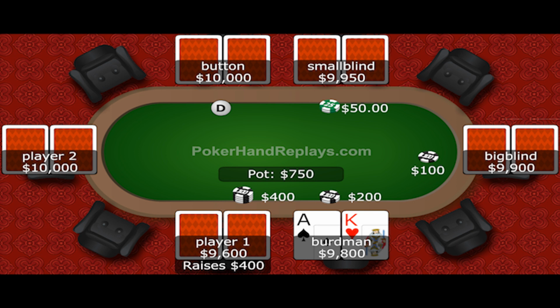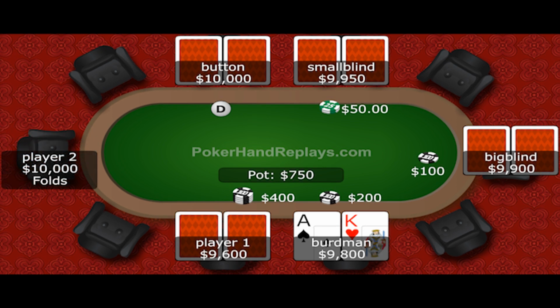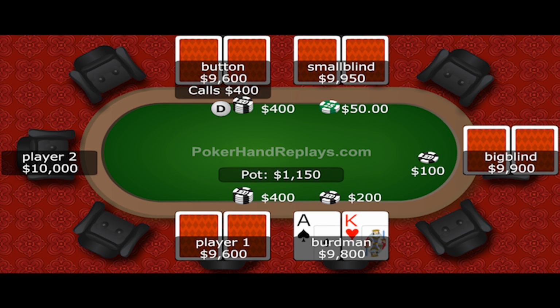Let's suppose he doesn't really like his hand, and so he decides to fold. So after that, the player on the left of him gets to make his decision, which is the button, and it's the same 3 choices as before. He can fold, he can call, or he can raise. So we'll assume he quite likes his hand, and he decides to call. And after that, it's the small blind's turn. So again, fold, call, raise.